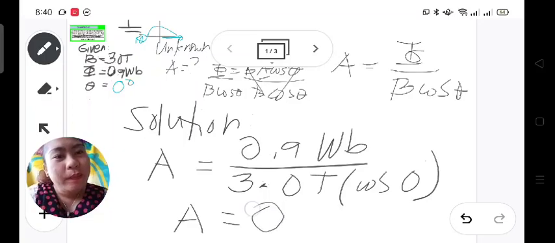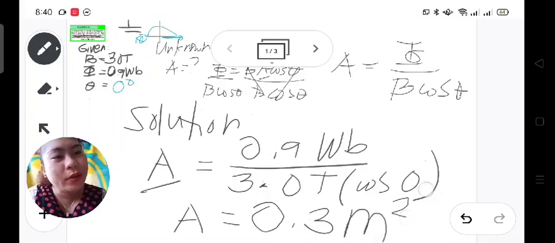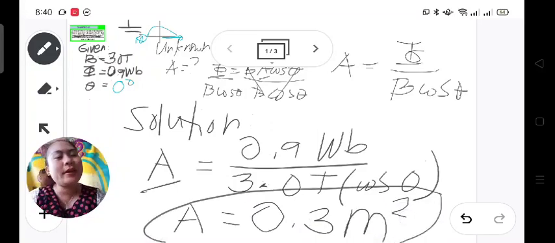So, 0.3 and the unit for area is meter square. So, we have here 0.3 meter square. So, that will be the answer. Okay? Next. You can take your screenshots.